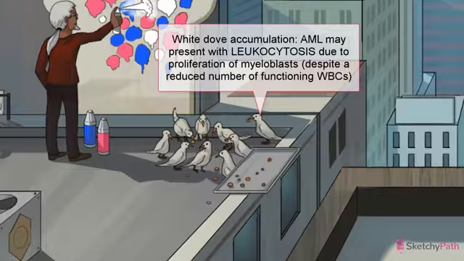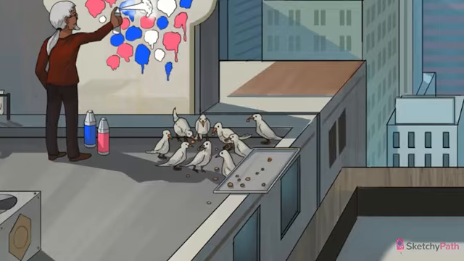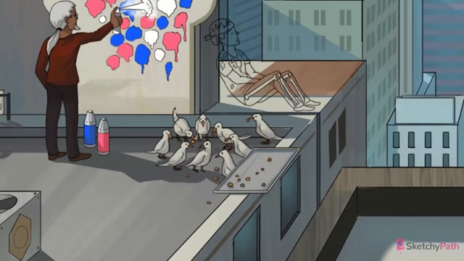By that I mean, your white cell count on labs will measure high, hence the accumulation of white doves on the rooftop there. But the number of mature functioning neutrophils is probably low. What you're really counting are all those blasts, which are taking up all the room in the bone marrow and inhibiting normal cell production. The initial clinical symptoms are related to the complications of pancytopenia.